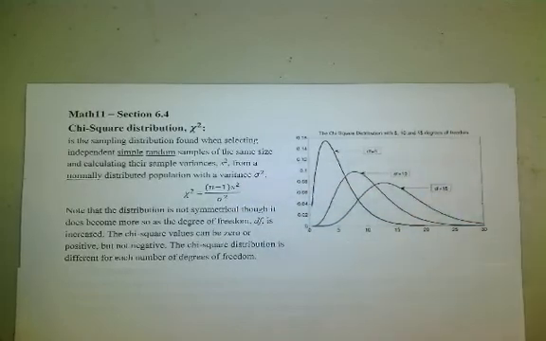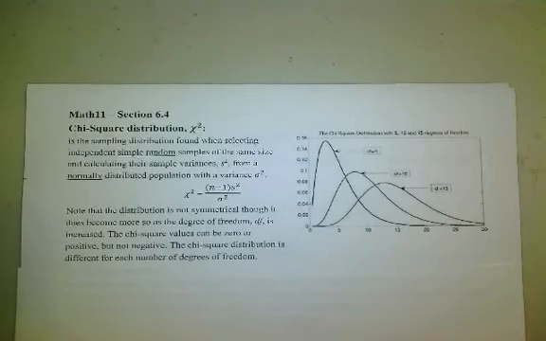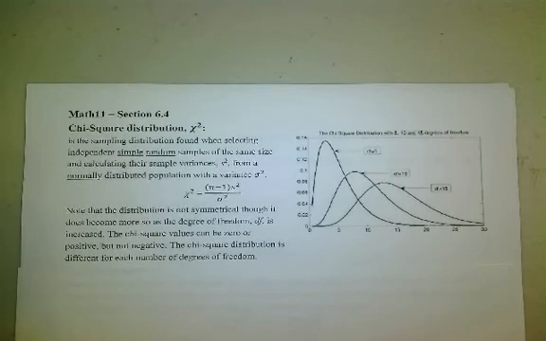Note in the diagram here that the distribution is not symmetrical, though it does become more so the larger n is, the larger the degrees of freedom are. The chi-square values can be 0 or positive, but there are no negative chi-square values. Again, it's chi-square, so all positive. The chi-square distribution is different for each number of degrees of freedom. So in this sense, it's similar to an earlier table that we had for the T distribution, in which all of those were different for each degrees of freedom.